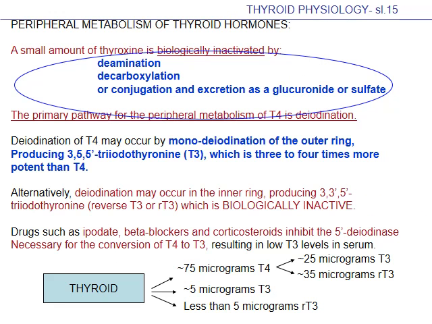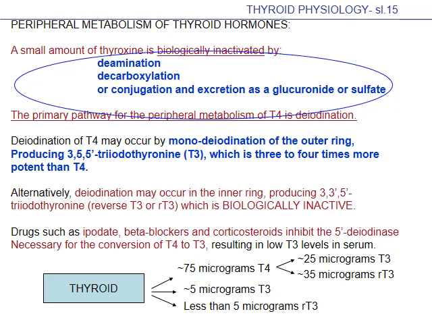Peripheral metabolism of thyroid hormones. A small amount of thyroxine is biologically inactivated by reactions such as deamination, decarboxylation, or conjugation and excretion as glucuronide or sulfates. The primary pathway for the peripheral metabolism of T4, however, is deiodination by the enzyme 5' deiodinase.